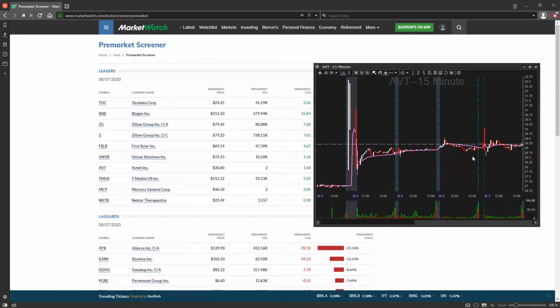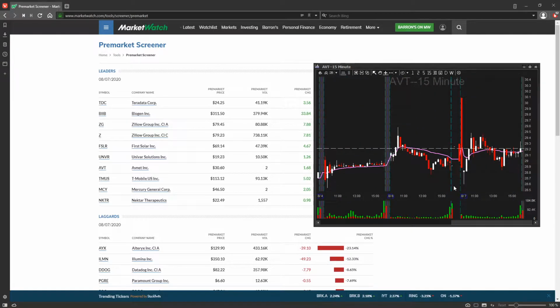You can see the stock just did not do anything. If people are not interested in the stock, that means the stock is not going to move because there is no demand and there is no supply.